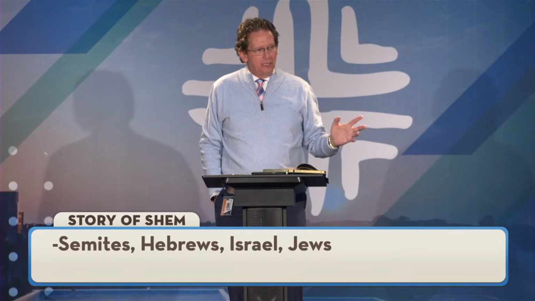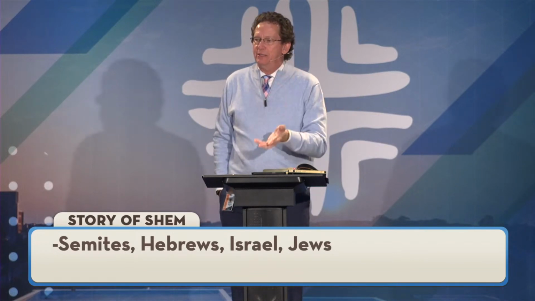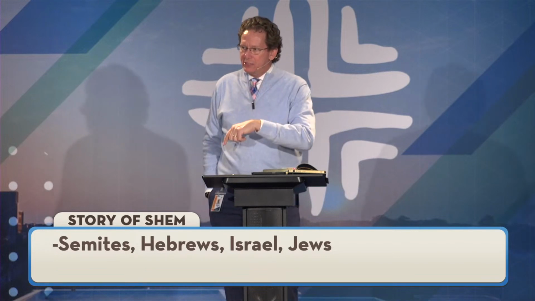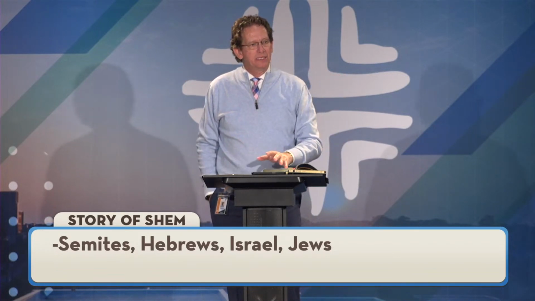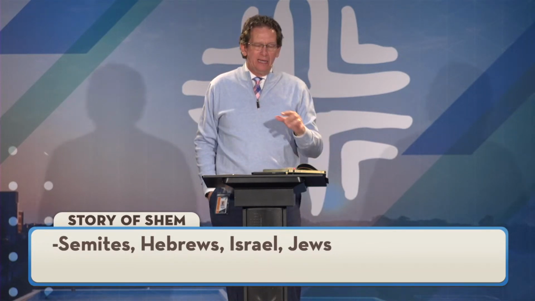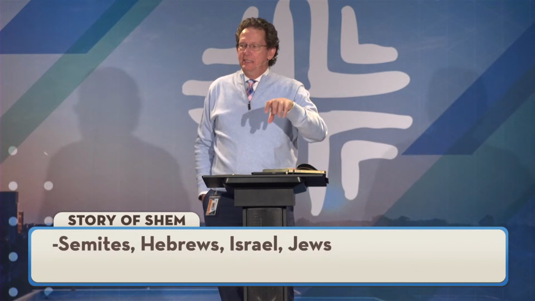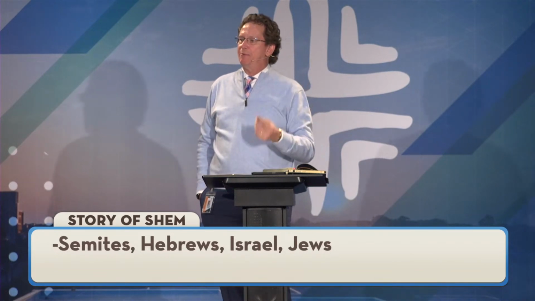Sometimes, many, many years later, they're going to be called the Jews, and the reason for that is because when you get to the division of the northern and southern kingdoms, you have these tribes in the north and you have the tribes in the south, and the two tribes in the south were Judah and Benjamin. You had a smattering of Levites in those two tribes, but Judah was the prominent tribe. It was the tribe of promise.